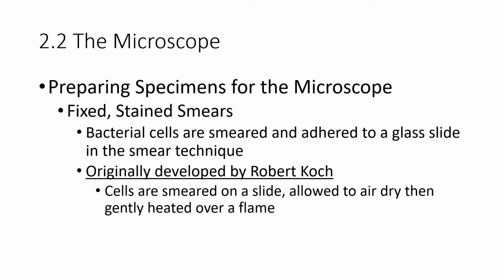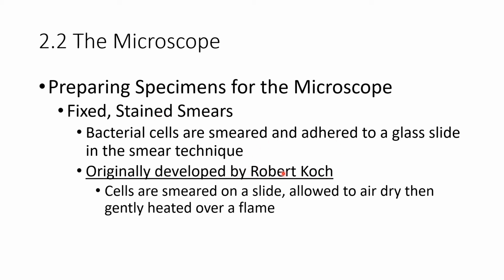But that's only good for eukaryotic cells because they're much larger. Bacterial cells, which are about 100 times smaller, well, they're so small, light passes through them, light bends around them. So they're almost invisible in a microscope. So what you have to do is fix and stain the bacteria.